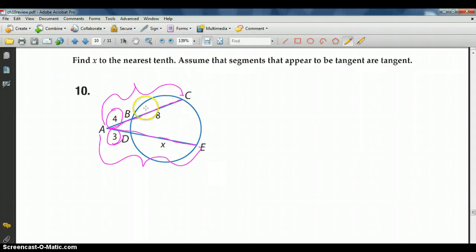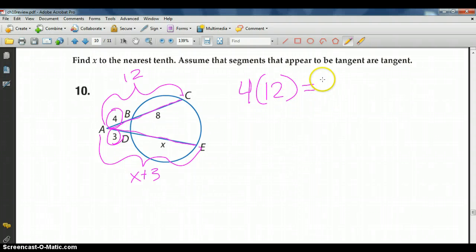So the entire length up top would be 4 plus 8, or 12. The entire length of AE would be the expression 3 plus x, or x plus 3. It doesn't matter how you write that. Usually we write our variable first though. And then we're going to set those equal. So we want to set the outer part times the whole length equal to, for the other one, the outer portion times the entire length.